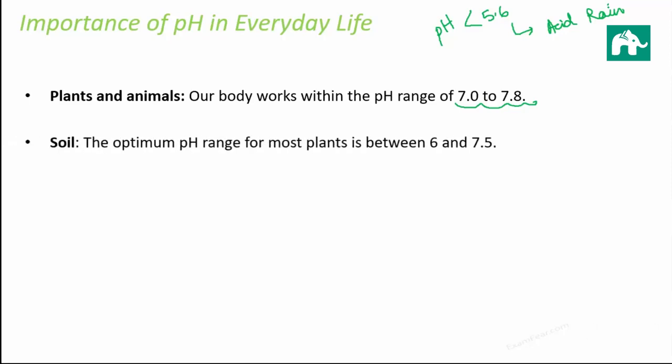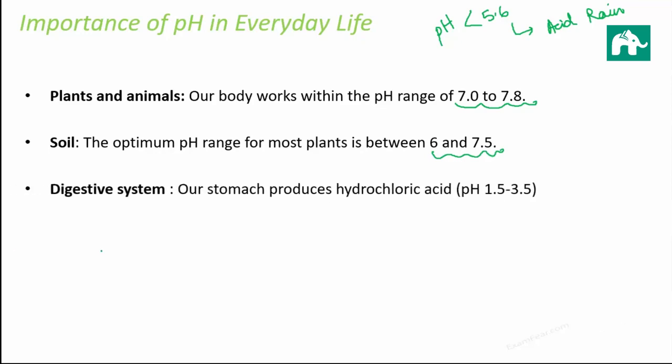If you talk about soil, an optimum pH range for the soil is very, very important for the proper growth of the plants, and that optimum pH range is between 6 to 7.5. If you talk about our digestive system, our stomach produces hydrochloric acid, because hydrochloric acid plays a very critical role in our digestion process. Now, this hydrochloric acid operates in the pH range of 1.5 to 3.5.